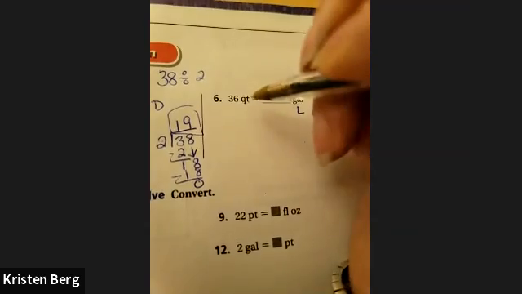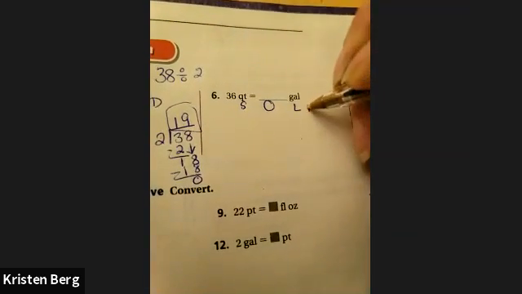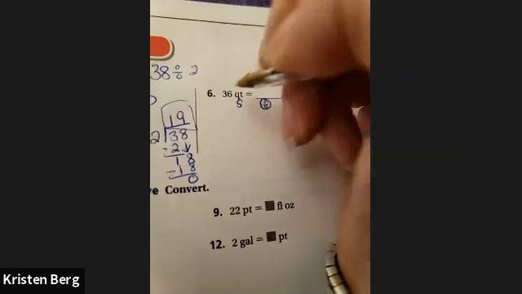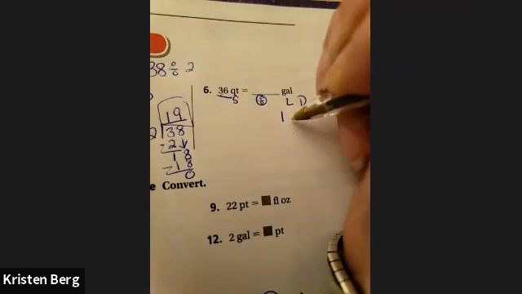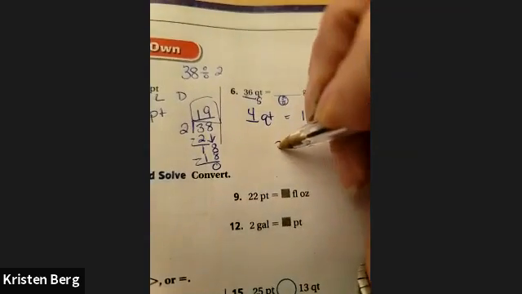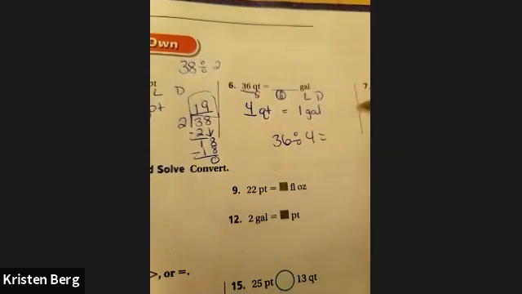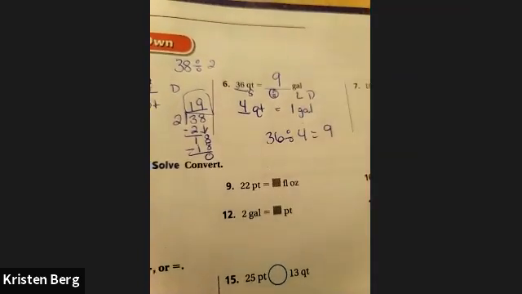Well, our gallon is definitely our large, so we're doing small to large again. So we're spelling out SOLD, which means we are going to divide. So 36 divided by, now 1 of our large, 1 gallon, equals how many quarts? How many quarts are inside a gallon? There are 4. So in order to solve this, I would do 36 divided by 4, which would come out to be 9. So your answer would be 9 gallons.